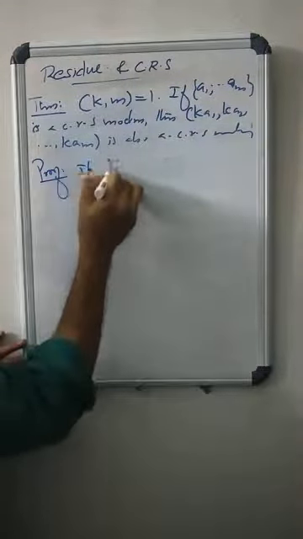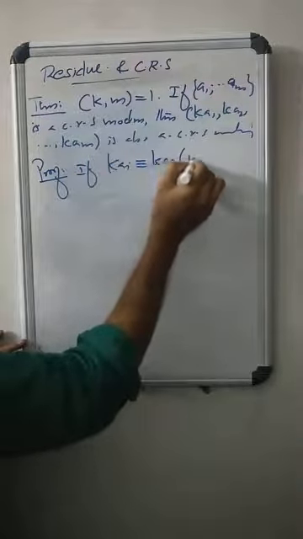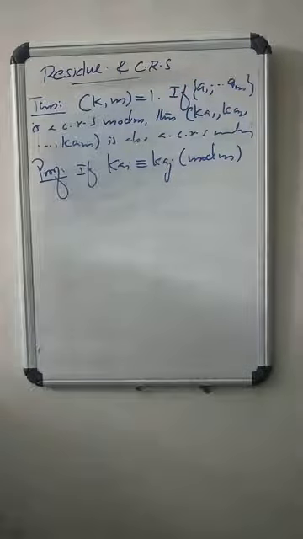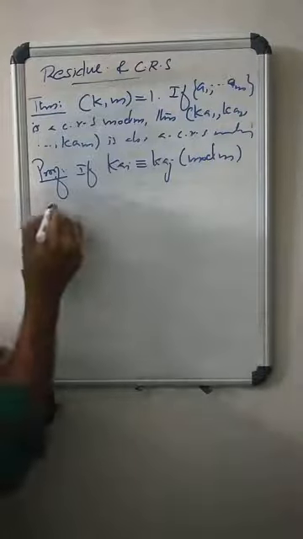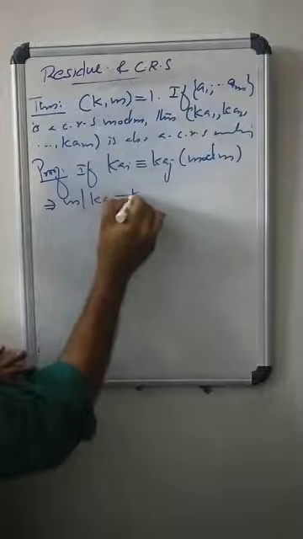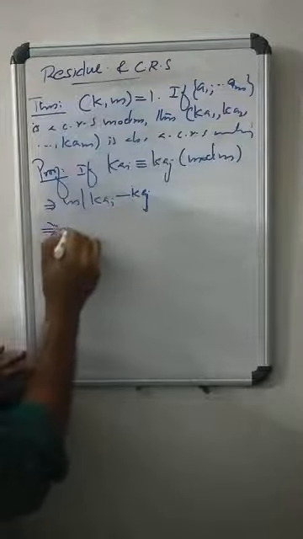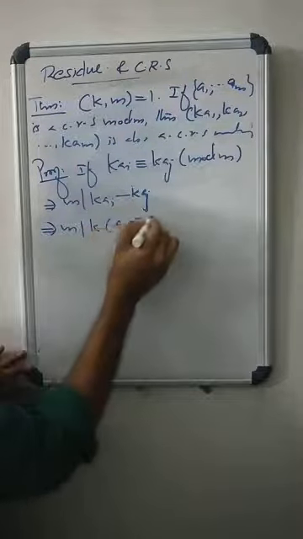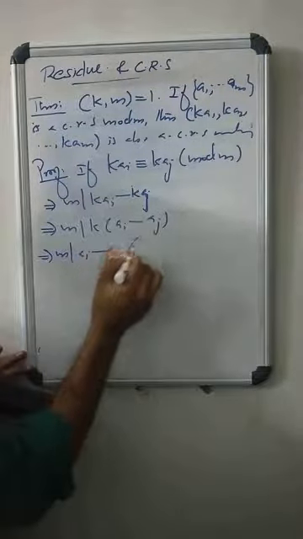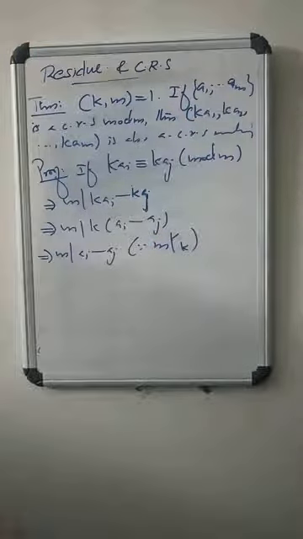If kai is congruent to kaj mod m, what happens here? Then m divides kai minus kaj, that means m divides k times (ai minus aj), which implies m divides ai minus aj, because m and k are relatively prime, hence m does not divide k.